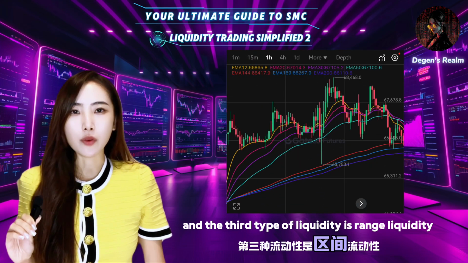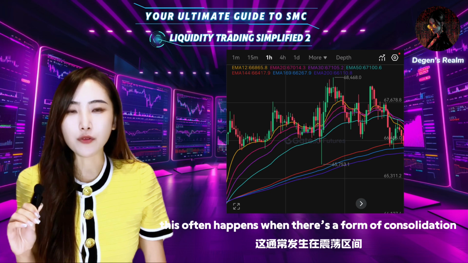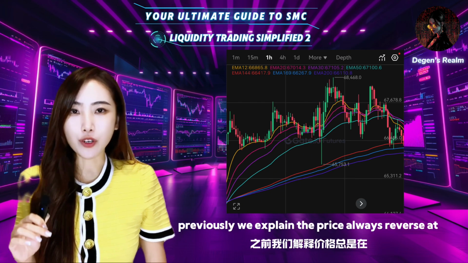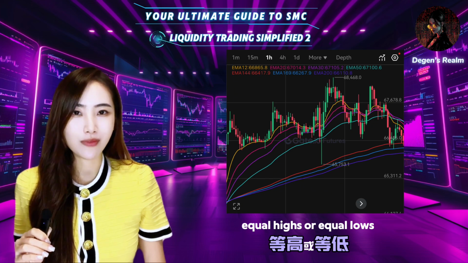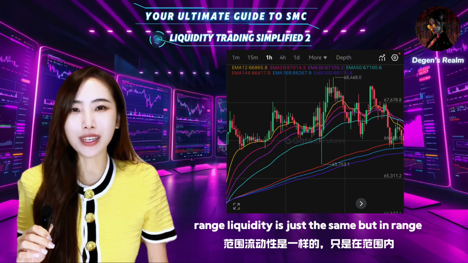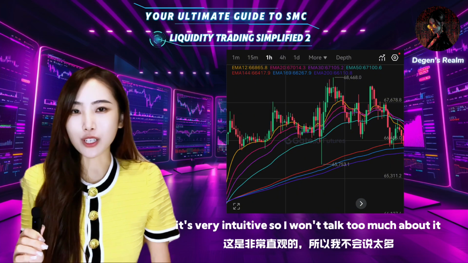And the third type of liquidity is range liquidity. This often happens when there's a form of consolidation. Previously, we explained that price always reverses at equal highs or equal lows. And this is because there are a lot of orders waiting in that zone. Range liquidity is just the same, but in a range. It's very intuitive, so I won't talk too much about it.